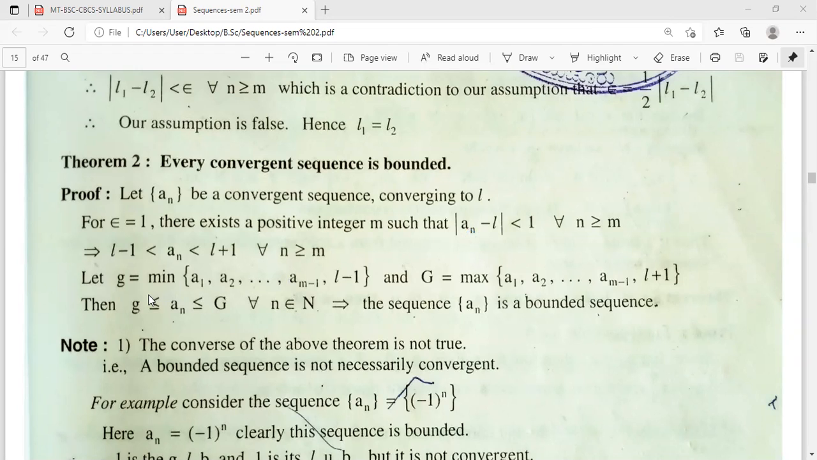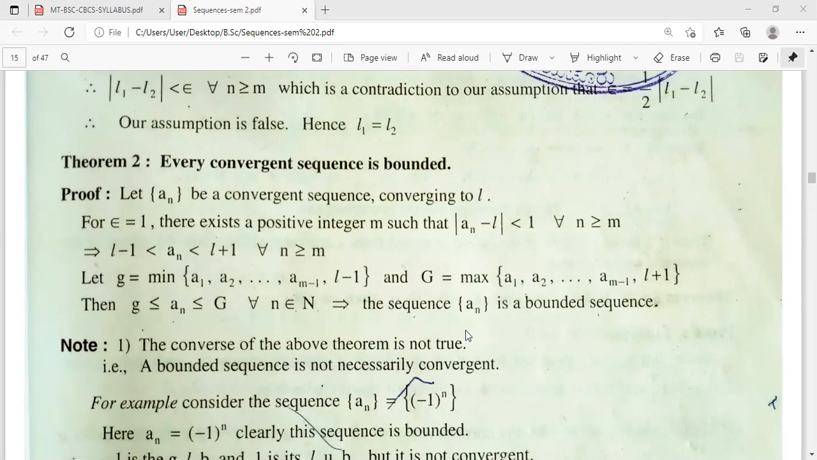Now, let small g equal to the minimum of a1, a2, and so on to a_(m−1), and L minus 1. Let capital G equal to the maximum of a1, a2, and so on to a_(m−1), and L plus 1. Now you can write directly: g less than or equal to a_n less than or equal to G, because small g is the minimum one and capital G is the maximum one. That's why we write g less than or equal to a_n less than or equal to G for every n belonging to N.